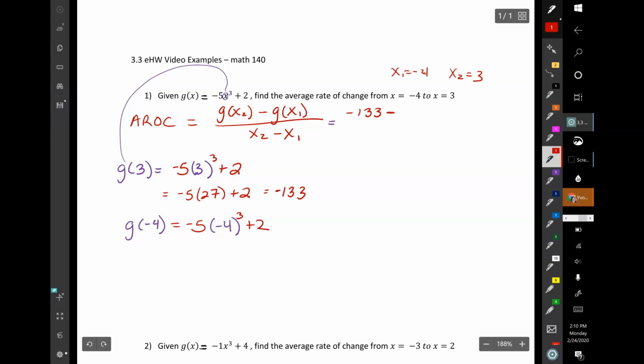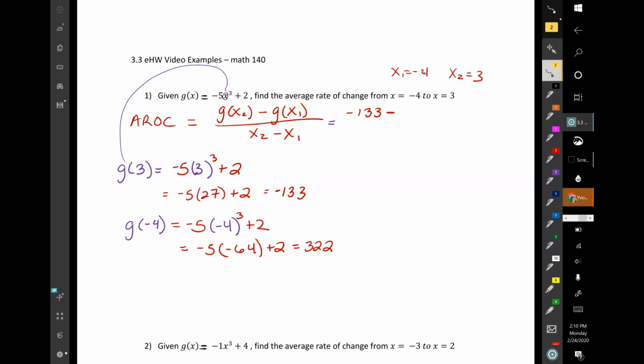Follow your proper order of operations for that. You get negative 5 times negative 64 plus 2. Always make sure you do your exponents first. That calculates out to 320 plus 2, so I get 322. That number is going to go in for the g of x sub 1, so put that up here.